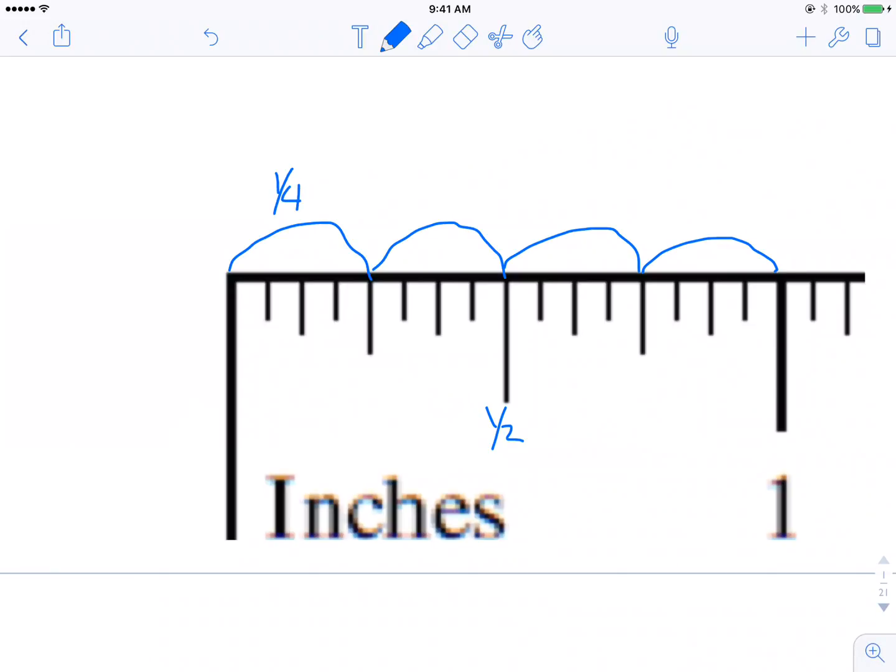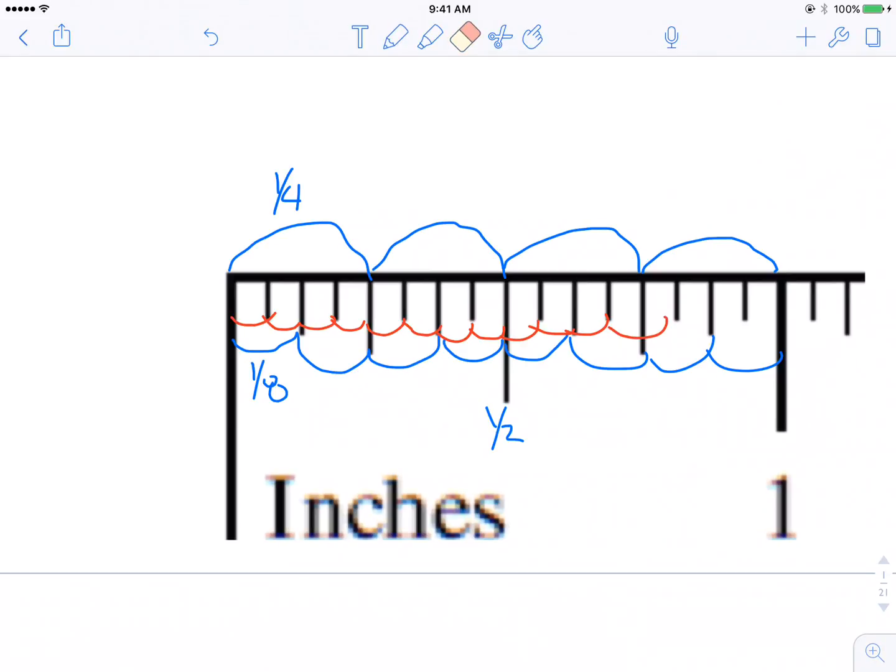And dividing it into more, this would be 1/8 of an inch because I divide this space between 0 and 1 into 8 spaces, so this would be 1/8 of an inch. And then if I divide it even smaller, I'm going to change colors here just so it's easier to see. If we count those out, that would be 16 different spaces between 0 and 1. That would be, obviously then, a 1/16 of an inch.